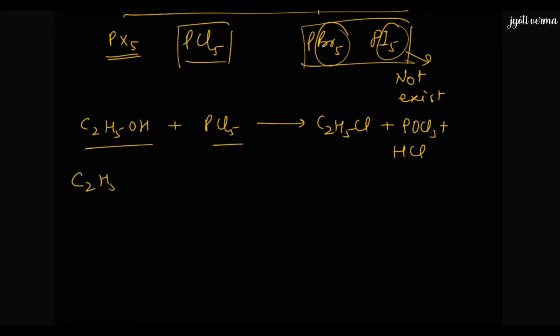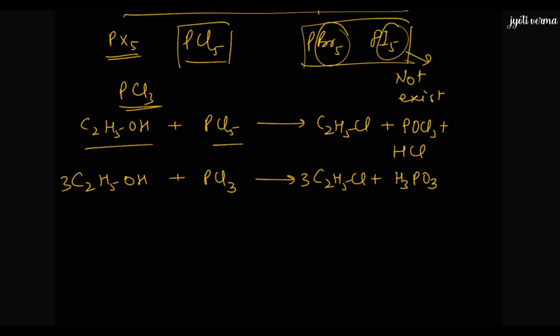Similarly, we can have a reaction with phosphorus trihalide also. In trihalide, we will always be taking PCl3 as it is. Like C2H5OH, we do its reaction with PCl3, we will get C2H5Cl plus H3PO3. If we balance the reaction, it will become 3 here and 3 here. So that is how the reaction is taking place.